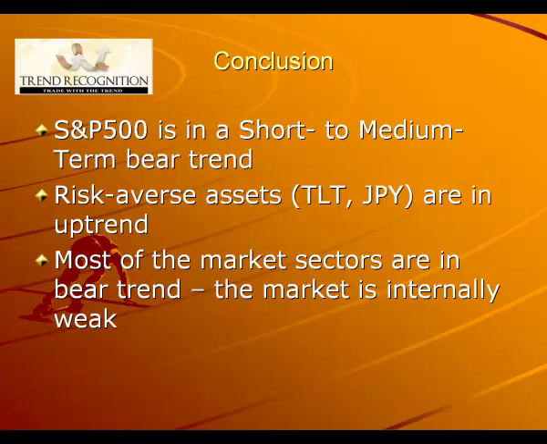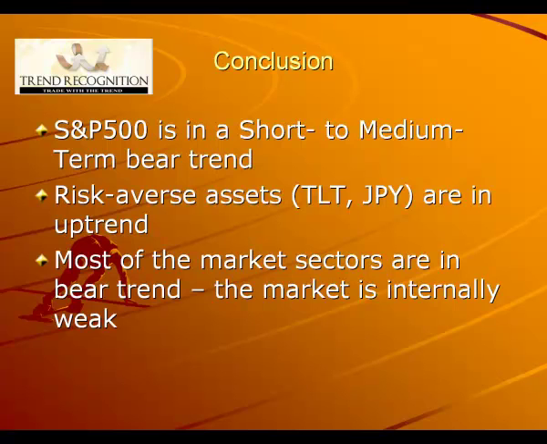The risk-averse assets, TLT, which are U.S. Treasury bonds, and the Japanese yen, are all in uptrends, which is another confirmation that the medium-term trend is down for the stocks. And again, I want to stress this, that most of the market sectors and most of the international markets are in confirmed bear trends. So the market is actually internally weak. All in all, I expect the market to trade lower in the coming months.